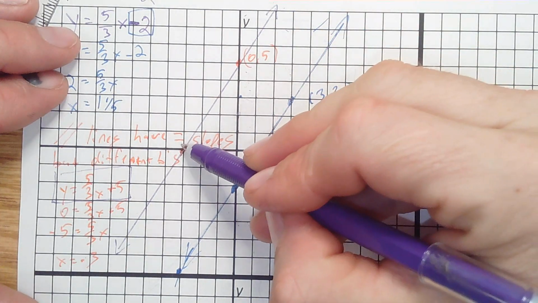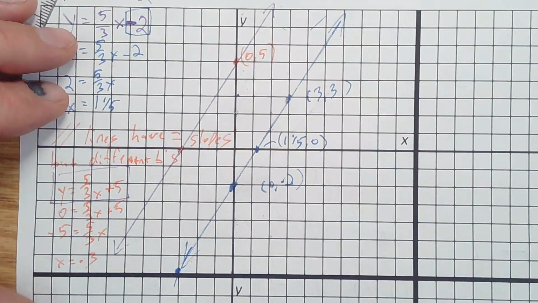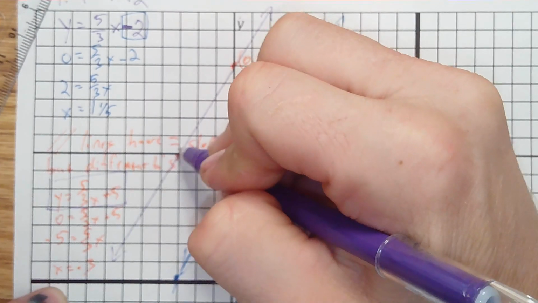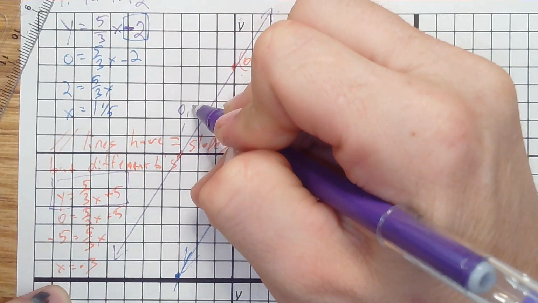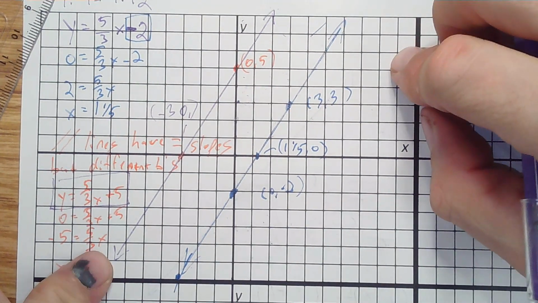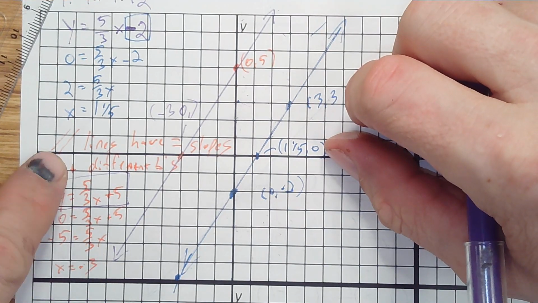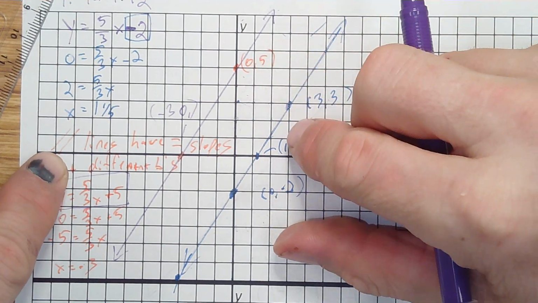All right, I go up 1, 2, 3, 4, 5, and over 1, 2, 3. Same slope, with the intercept of 0, or negative 3, 0 for my x-intercept. Okay, so that is how you figure out parallel lines. You have the same slope, you just change the y-intercept.